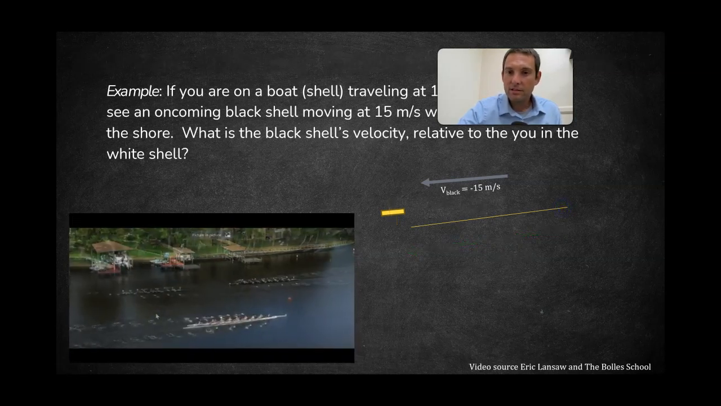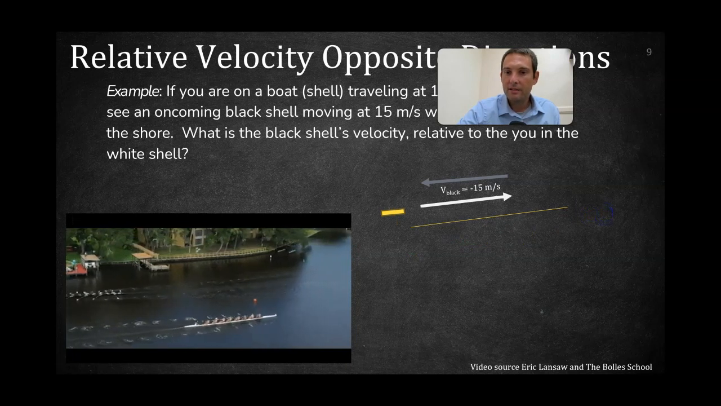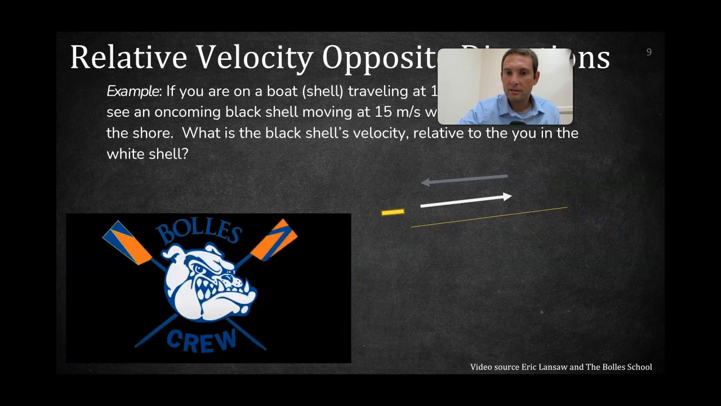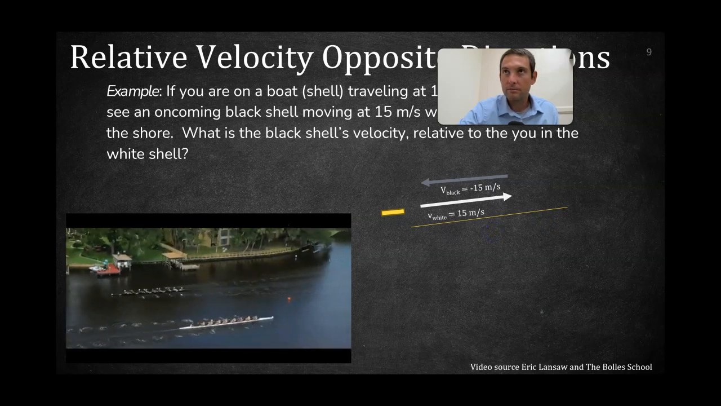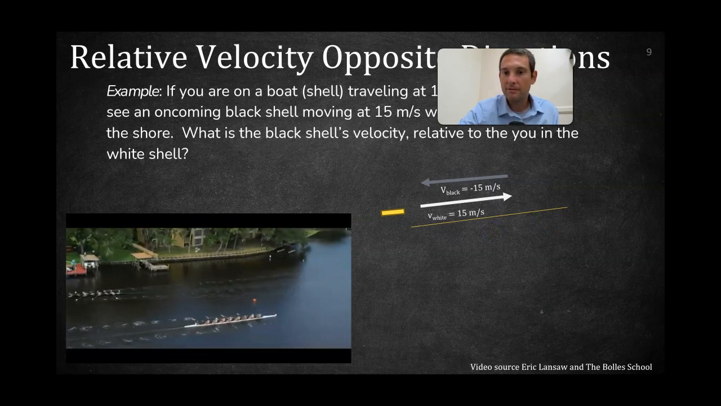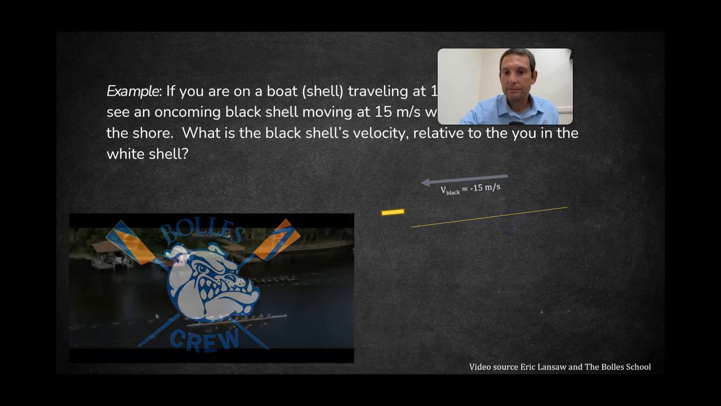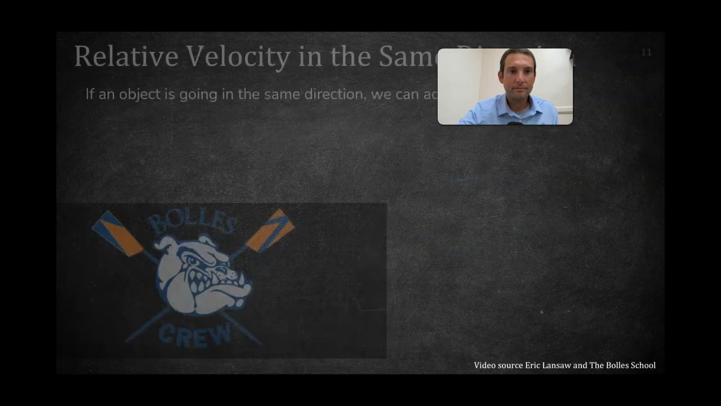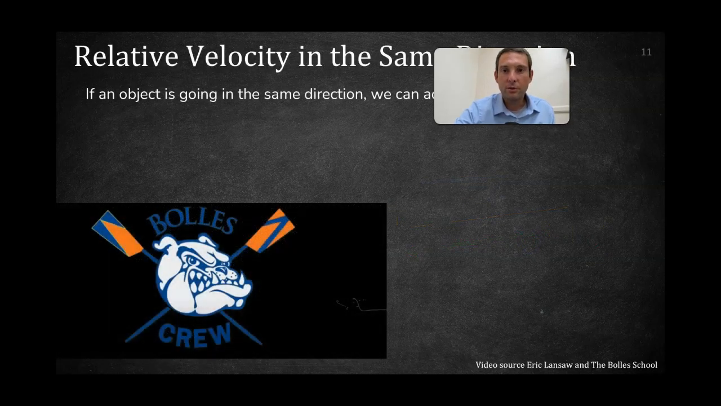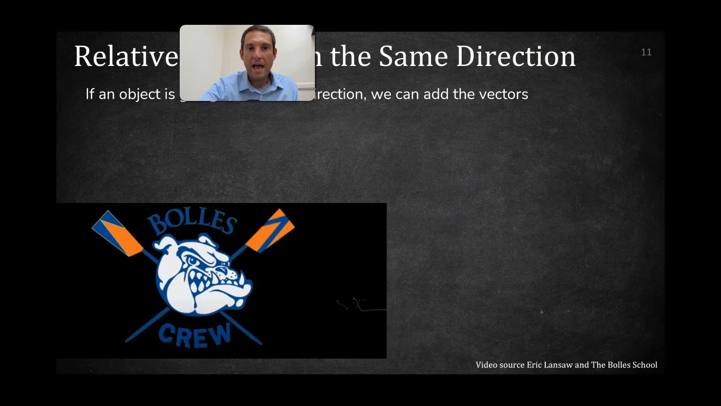If that doesn't make sense to you, look at it mathematically. There we go. So we have a negative minus a positive. How do we deal with a negative minus a positive? We add a negative. If an object is going in the same direction, we can add vectors.